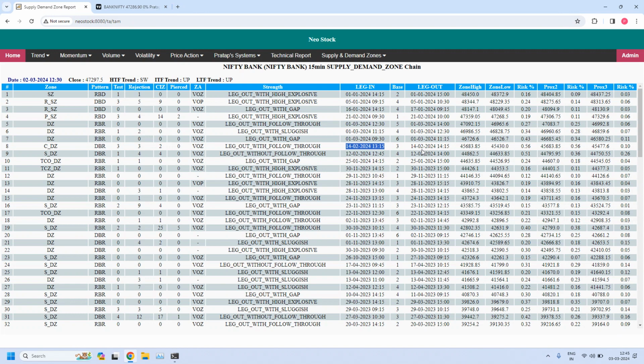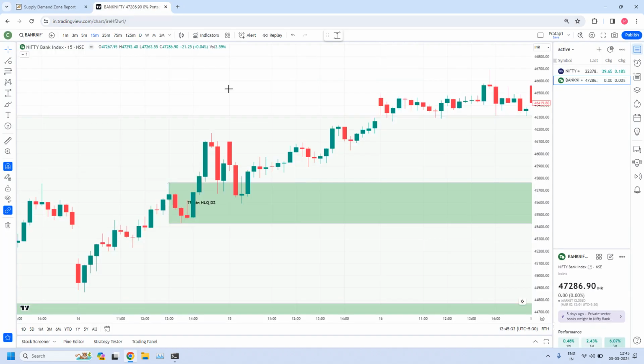When is the leg out? 215 is the leg out. Yeah, this is the leg out. Actually, this is also a leg out, but why this is not considered, let me tell you.